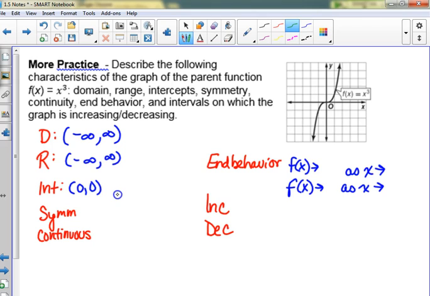Domain and range. Yeah, all real numbers. Are we good? Intercept crosses x at 0 and y at 0. Symmetry. Okay, what do we write there? If it's an odd function, it has origin symmetry, yes. Yes, it is continuous. All right, anybody want to do end behavior?